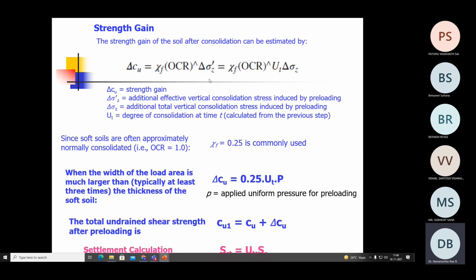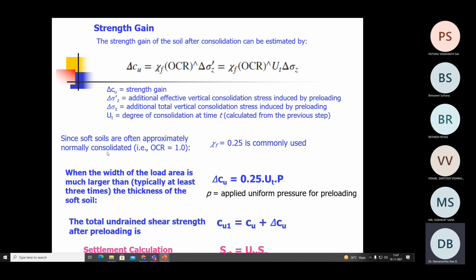So this is the same equation, again correlated with the degree of consolidation. Because for application of each sigma dash z, there is a certain amount of degree of consolidation. Therefore, your improvement in strength, that is undrained shear strength, shall also be a function of the improvement in the degree of consolidation as a result of the applied surcharge load. So if you look at this equation, this covers everything. So delta Cu is equal to chi f into OCR power cap into the degree of consolidation into the applied surcharge load. So there are some other guidelines also.